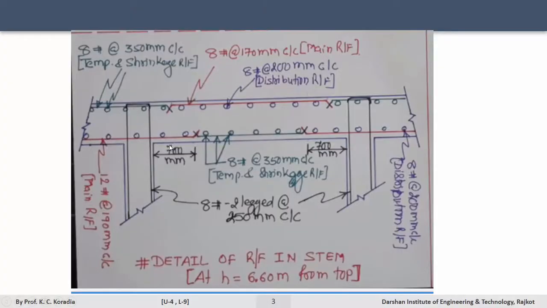This is the reinforcement detailing of the stem slab at a height of 6.6 meters from the top. Here this red line is the main tensile reinforcement. This blue line is the distribution reinforcement. This green line represents the shrinkage or temperature reinforcement, and this black line represents the connecting U stirrups to connect the stem slab to the counterfort.